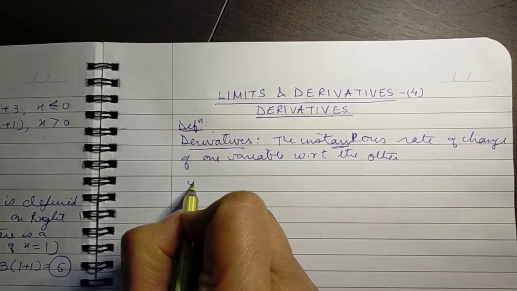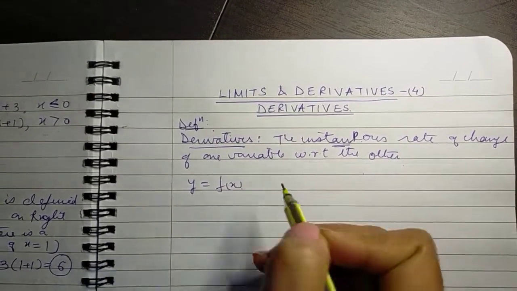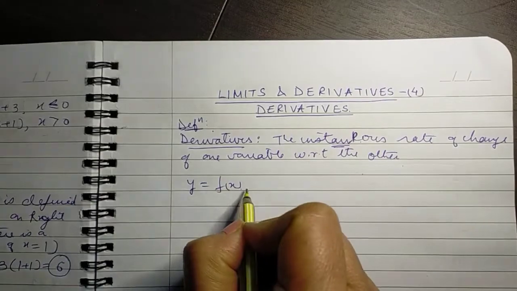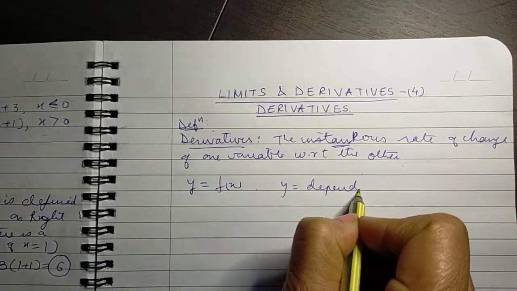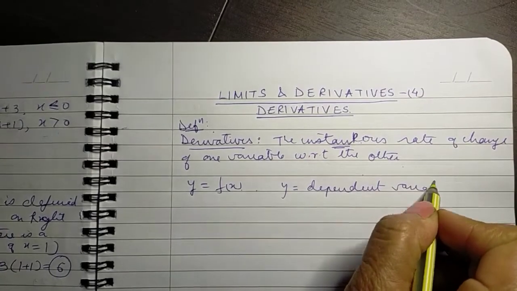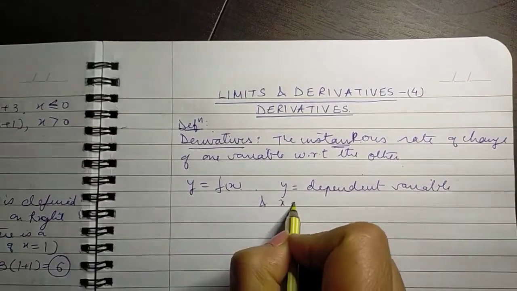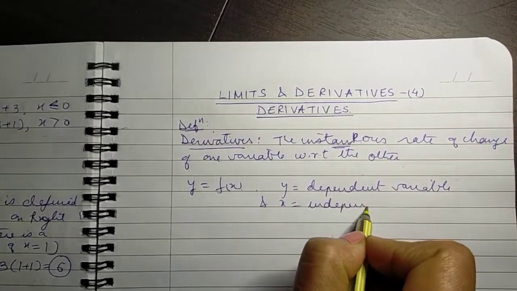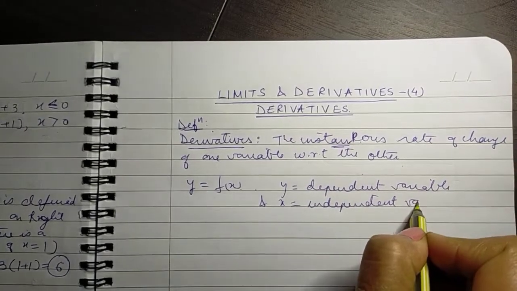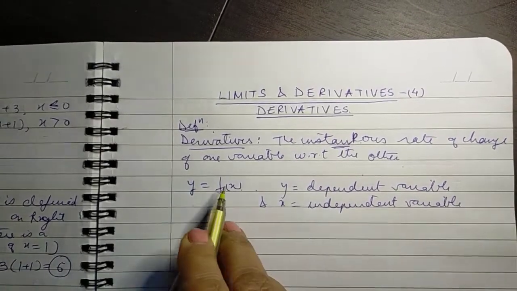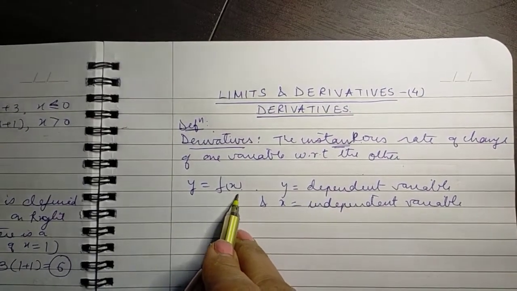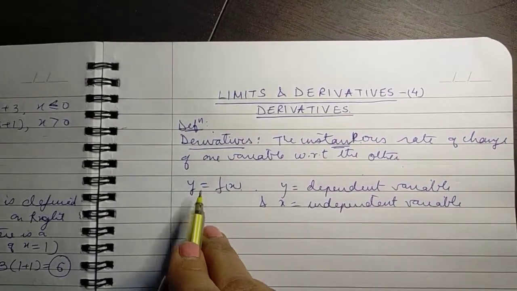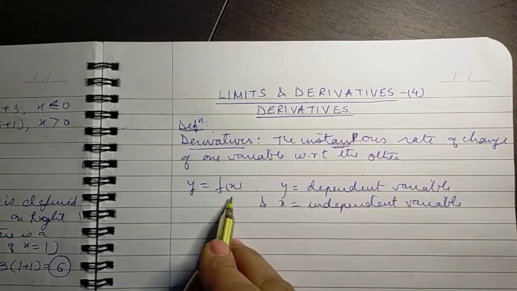Now let us consider any function y equal to f(x). Clearly you all are aware here that y is the dependent variable and x is the independent variable, meaning thereby that x is free to take any values from the domain of the function, whereas the value of y depends upon the value assumed by x.